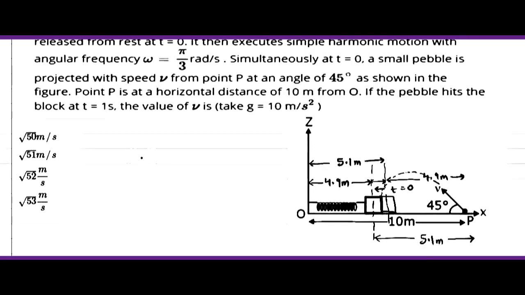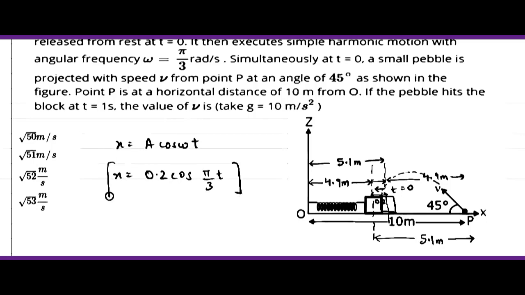See, now the block has been taken to the extreme position and then it is being released at t equals 0. So the SHM equation of the block would be given as x equals A cos omega t, right? Here A will be 0.2 meters because it is only stretched till 0.2 meters. This is the amplitude, it can maximum go by 0.2 meters. And we have omega given as pi by 3 radians, so cos of pi by 3 t. So this is the equation of SHM.